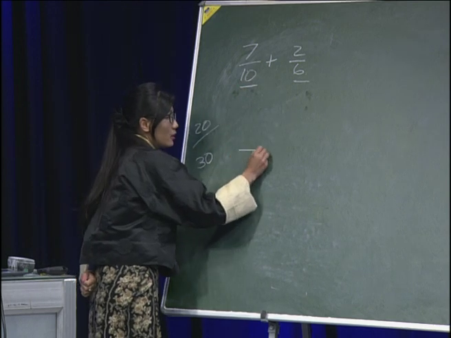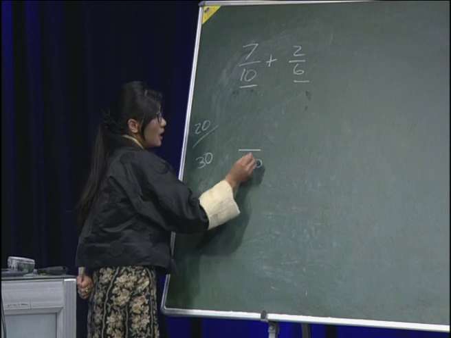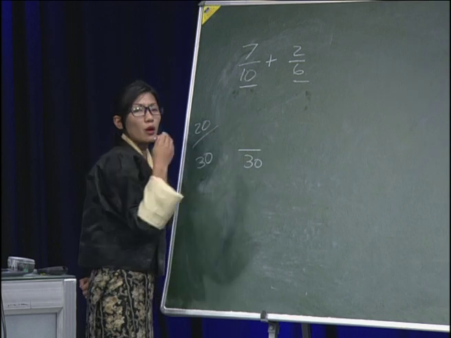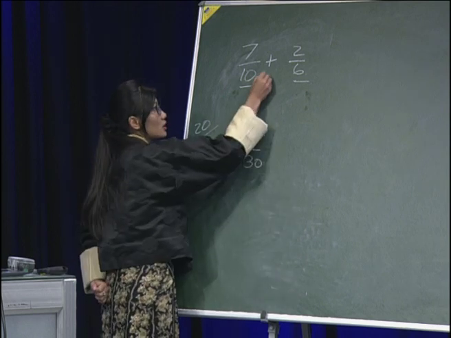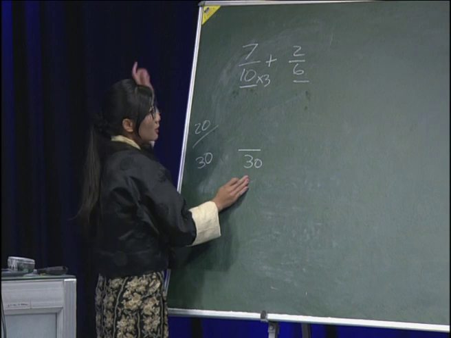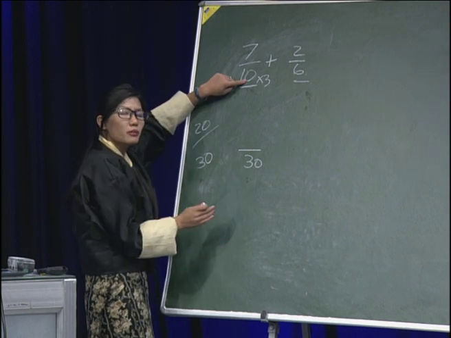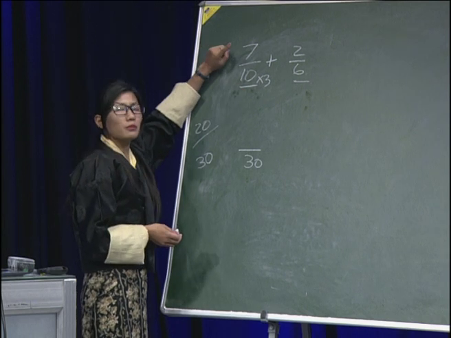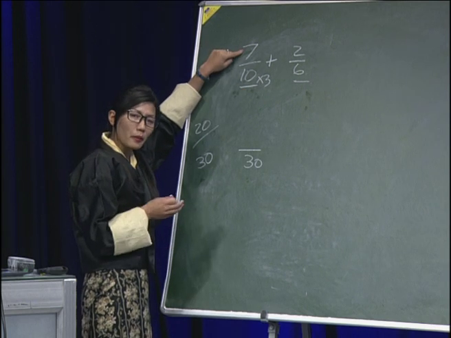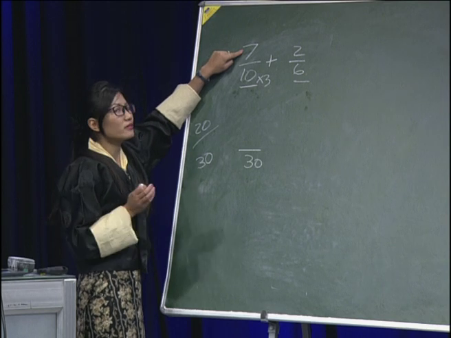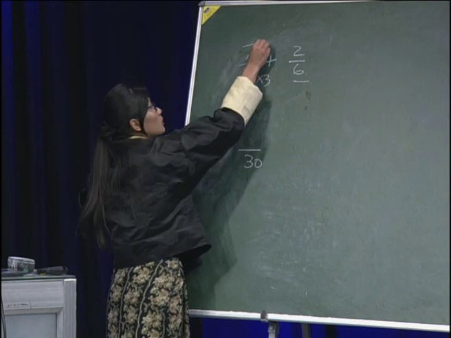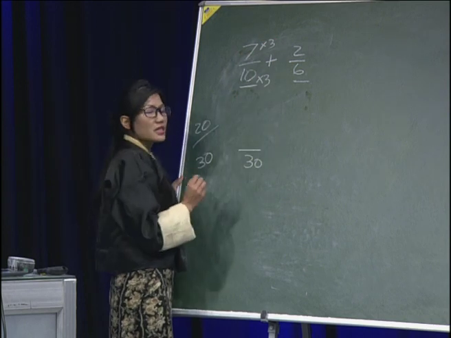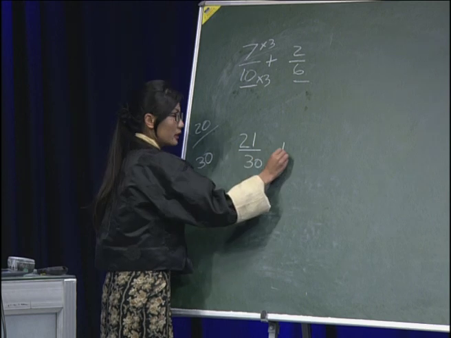So here we write 30. But here it is 10. How can we get 30? 10 times how much is 30? 10 times 3 is 30. Now if you are multiplying the denominator by a number, in order to keep the value the same, you have to multiply the numerator with the same number. We have to make it an equivalent fraction. Please remember that. So we multiply 7 by 3 again, and 7 times 3 gives us 21.